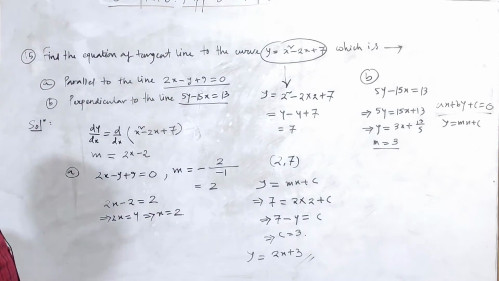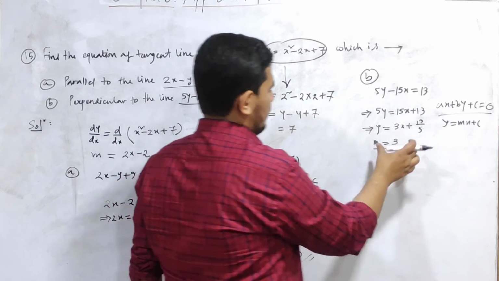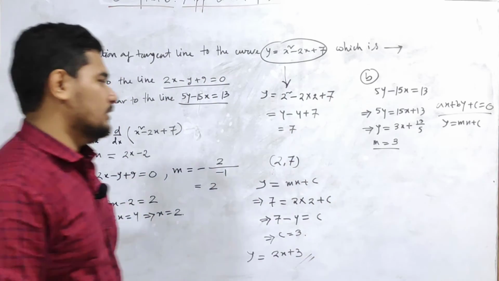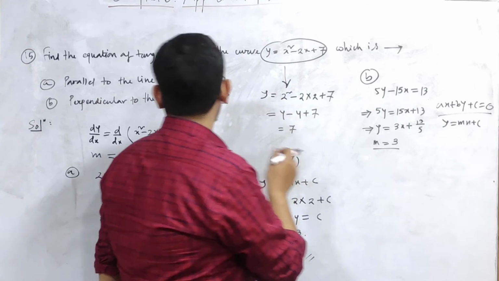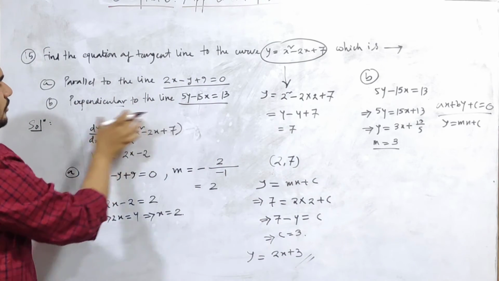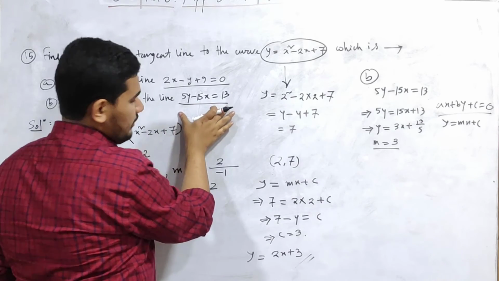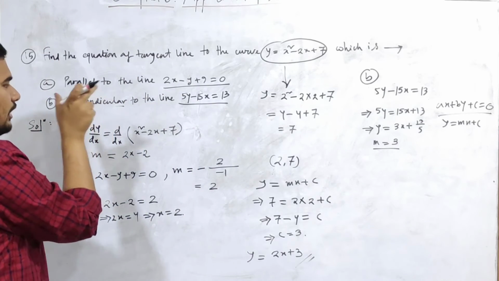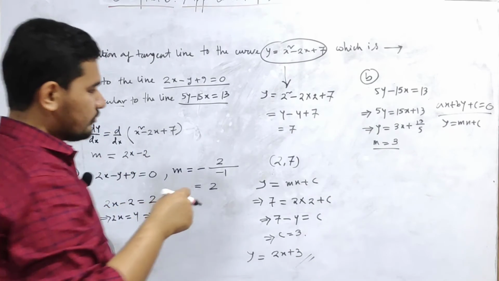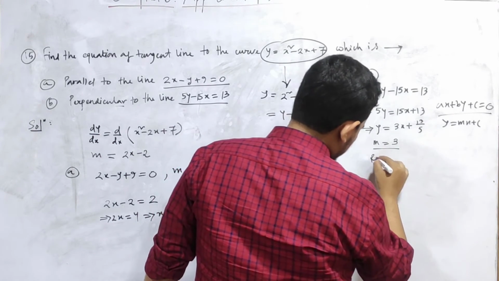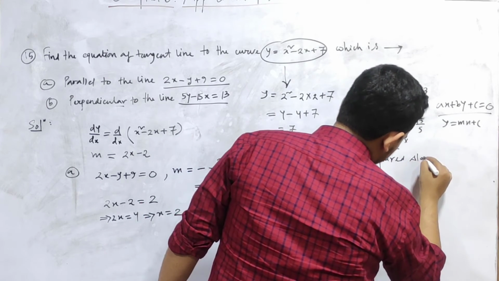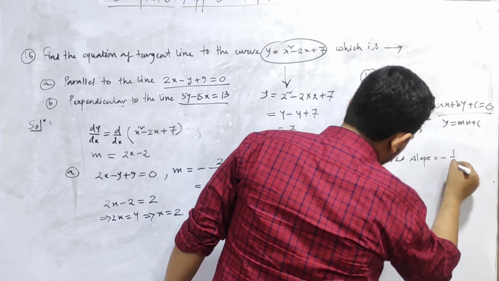Some students will take the slope as 3 and solve like I have already solved. But if the question is that the tangent line is perpendicular to this line, then perpendicular means if this line has a slope of m, then the other line will always have a slope of minus 1 by m. So the required slope, this is not the slope, but the required slope is minus 1 by 3.